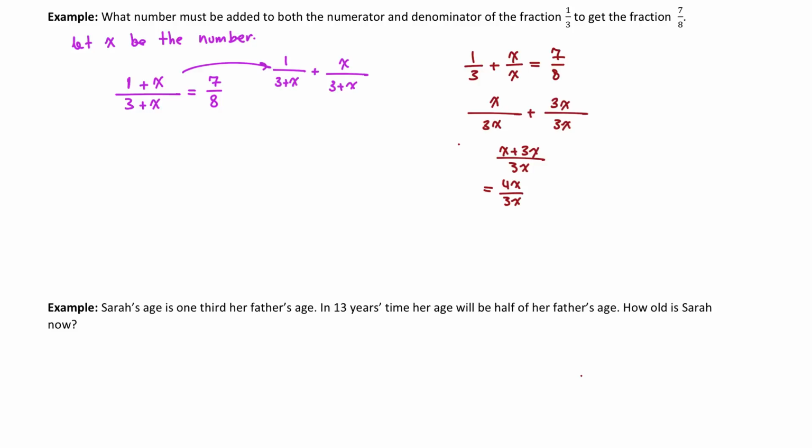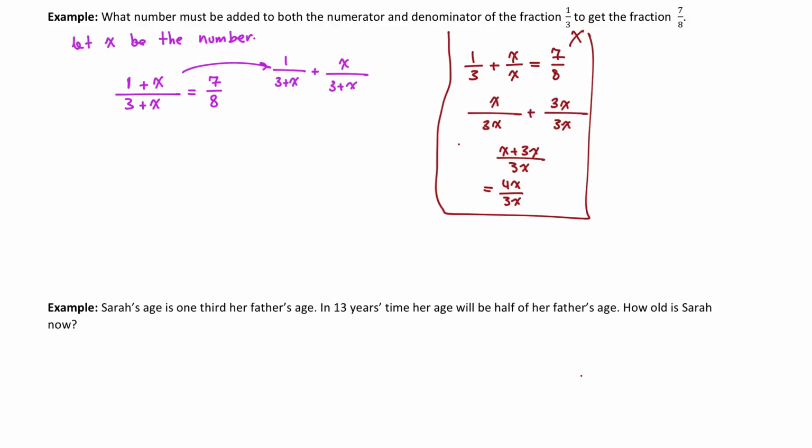So in reading the question, you have to be very careful and read it very carefully. This one says what number must be added to both the numerator and the denominator. So here I'm adding a number to the numerator and the denominator right here to give me 7 over 8. I'm going to cross this portion out just so that you know that this is a common mistake that students often make.